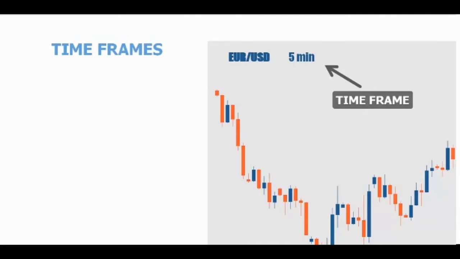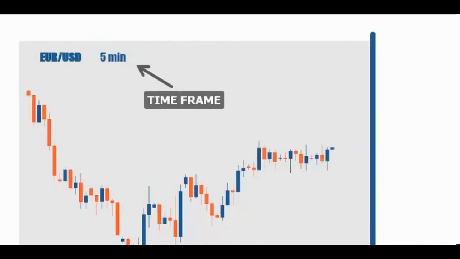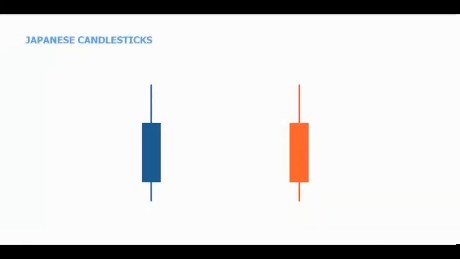A 5-minute time frame therefore means that each candlestick shows the price development over 5 minutes. In the beginner strategy, we use the 5-minute and 30-minute time frames. During the period that the candle forms, you will observe that it changes shape. After the period, the candle is closed and a new candle starts to form, or opens.